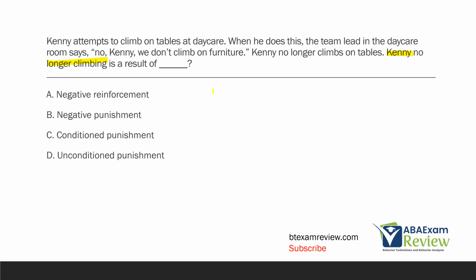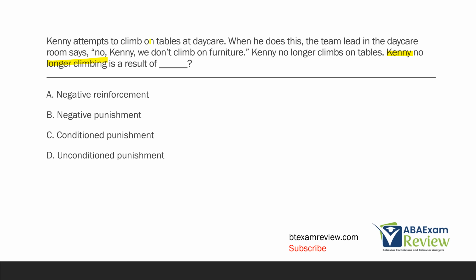Well, clearly it's decreased. So as soon as we think decrease, we have to think extinction or punishment because reinforcement increases behavior. And since Kenny's behavior is decreasing, we're thinking extinction or punishment. Now, what is the difference between extinction and punishment? With extinction, we're withholding reinforcement. With punishment, we're actually adding something or taking something away as a consequence.